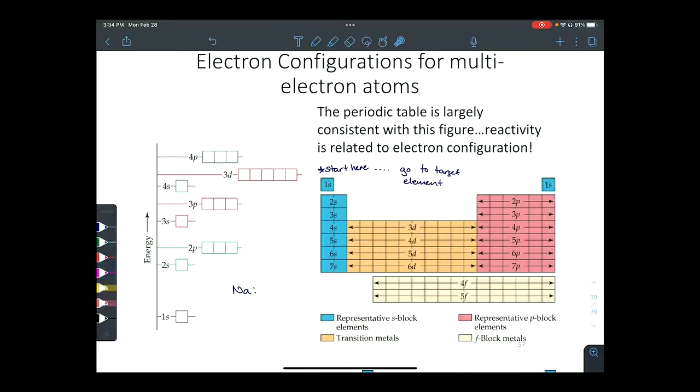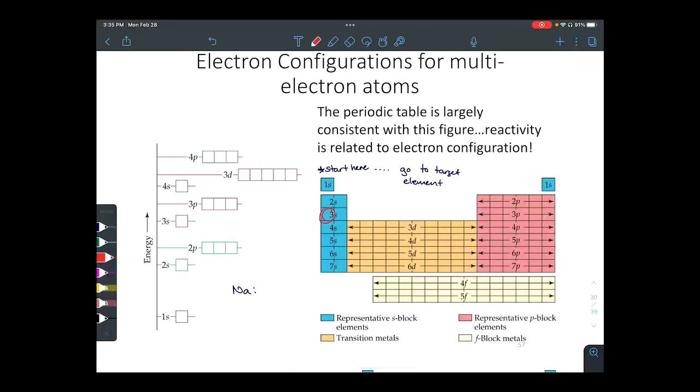Gallium is 4p. And then finally, our transition metals, scandium and yttrium, that's our D block. So scandium starts at 3d, yttrium starts at 4d. So how we can use the periodic table: locate what you're trying to name. So in this case, we were doing sodium.